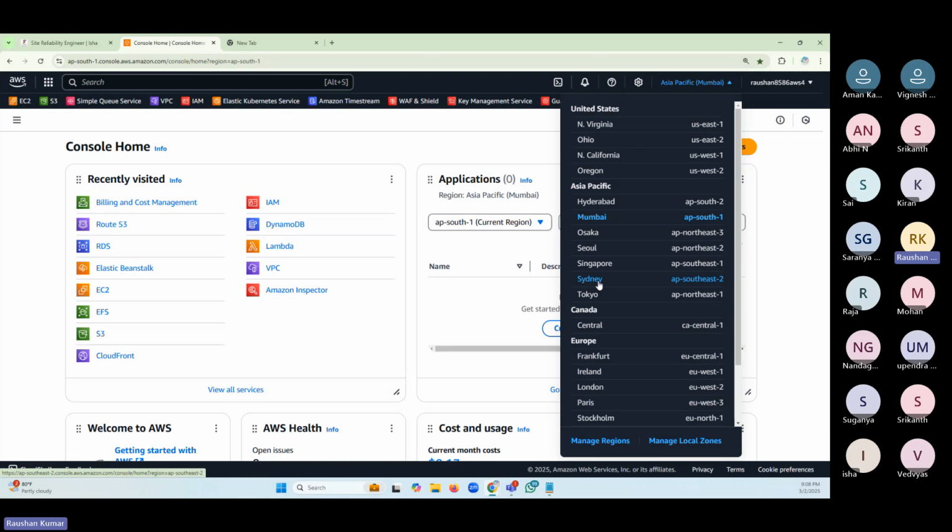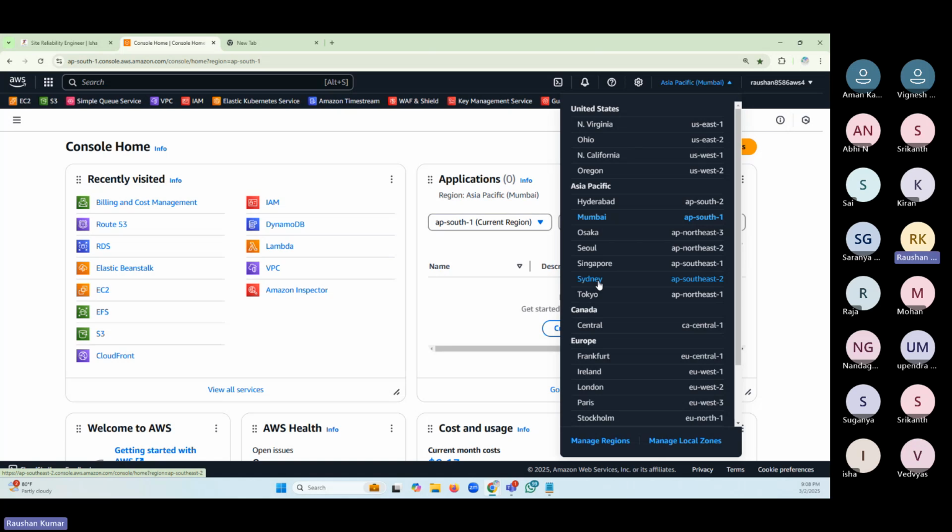You could be in the remotest part. If you have internet connectivity and a laptop, you can create the complete infrastructure. That's the power cloud gives us. And we need to learn this.